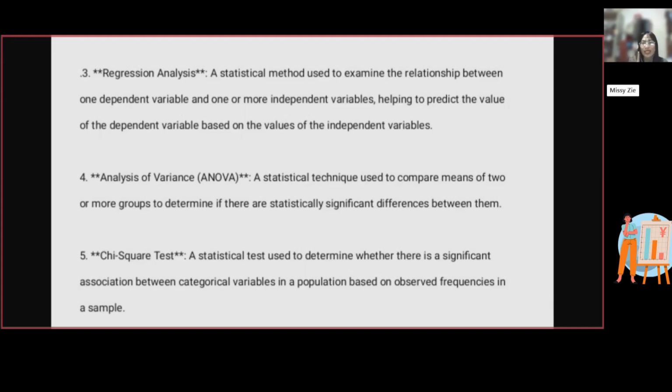The fourth one is the analysis of variance, or we call this one ANOVA. It's a statistical technique used to compare the means of two or more groups to determine if there are statistically significant differences between them. And the fifth one is the chi-square test, which is used to determine whether there is a significant association between categorical variables in a population based on observed frequency in a sample.